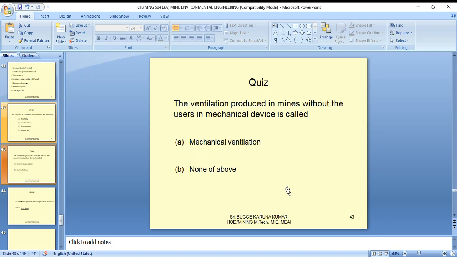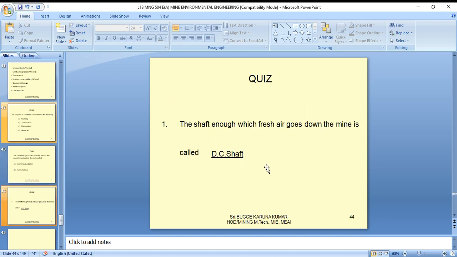Next question: ventilation produced in mines without the use of a mechanical device is called what? The answer is B, natural. Another question: the shaft through which fresh air goes down the mine is called the downcast shaft. Right, one more.